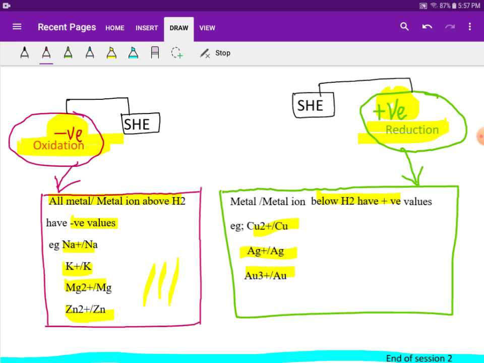And again you have to remember, the position of hydrogen is exactly in the middle with a zero reduction potential, that is plus or minus 0. All the metal ions above hydrogen have a negative value of reduction potential, and below that they have a positive value of reduction potential.